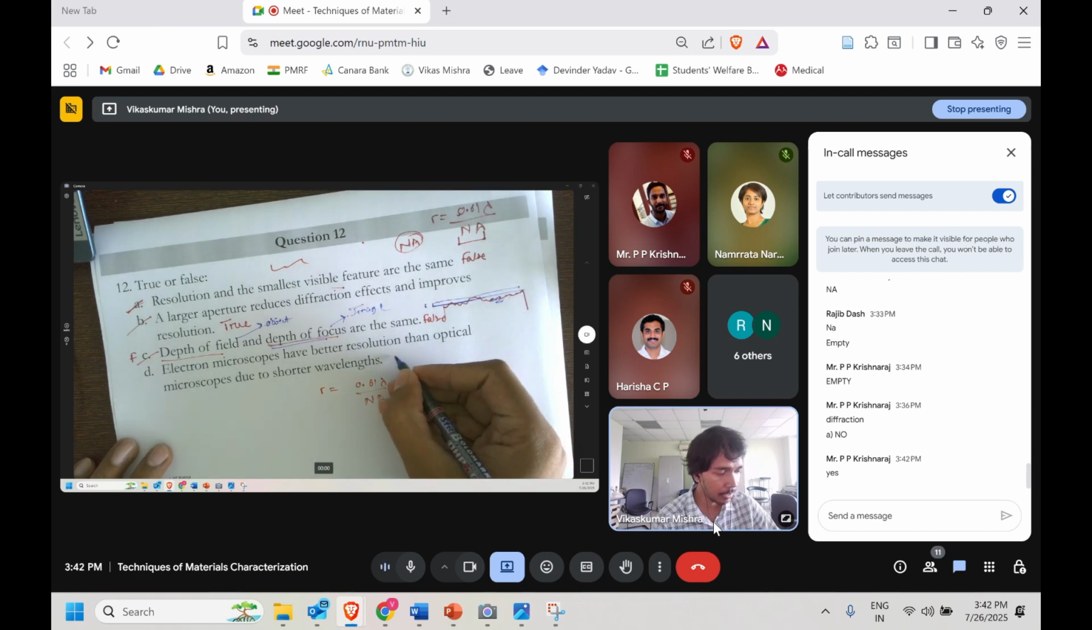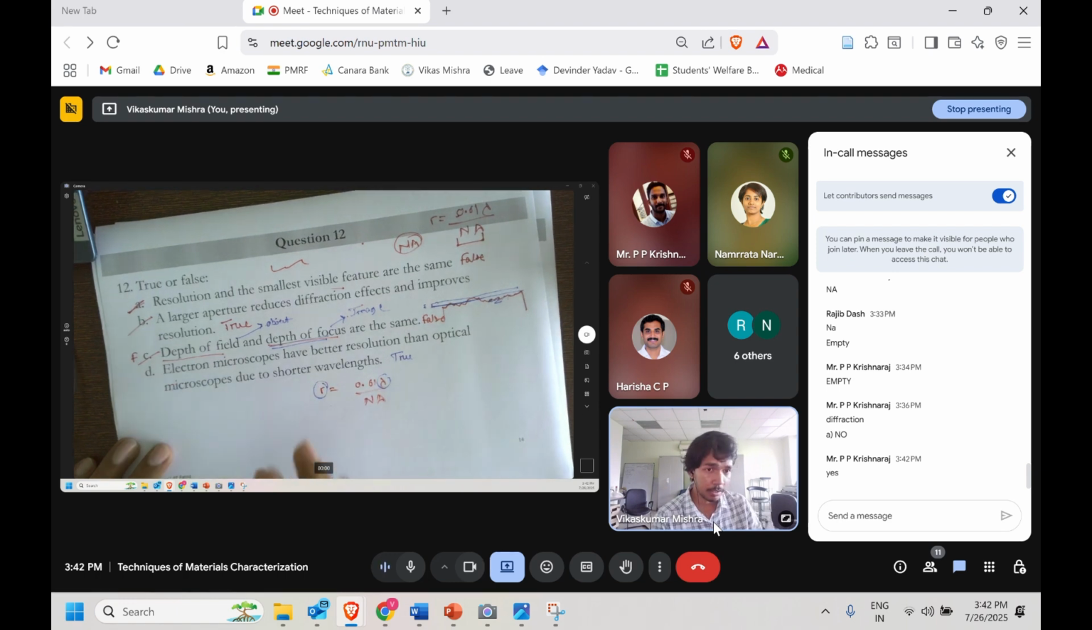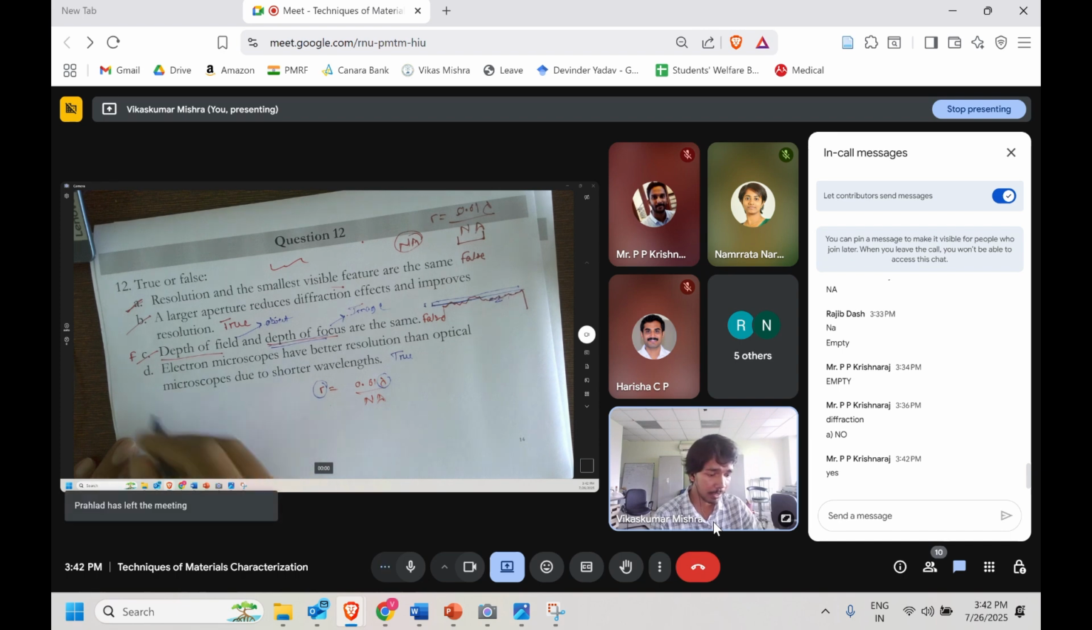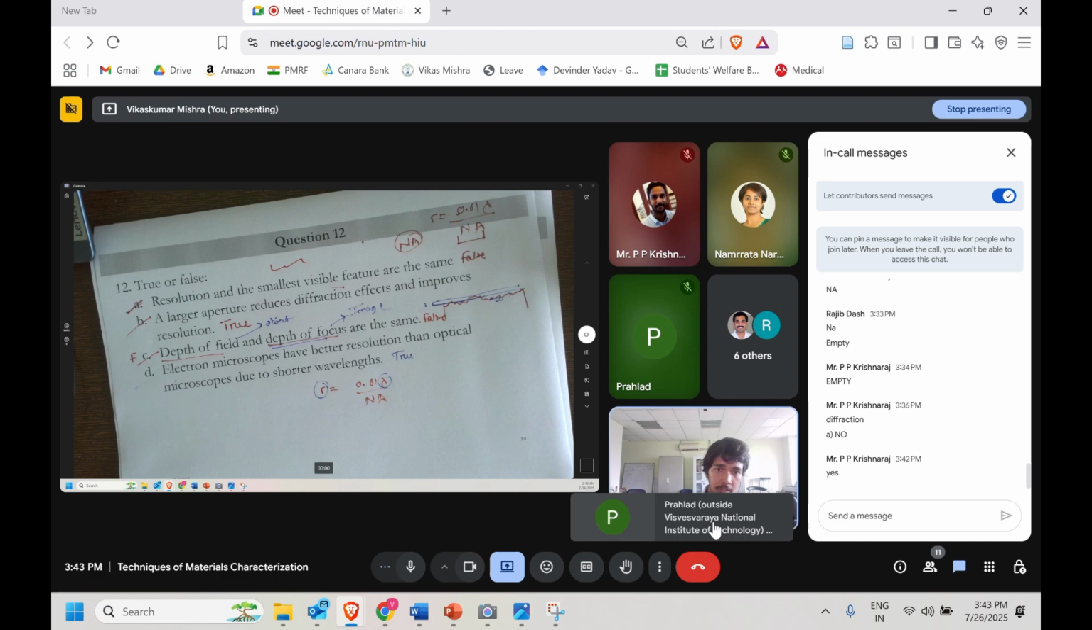So it's true because the smaller the wavelength, the smaller the resolution, the magnitude of the resolution will be. You can distinguish more closely spaced particles. So that's the reason why electron microscope has better resolution. Now, if we add TEM also here, then we can say that transmission electron microscopy will have more resolution compared to scanning electron microscopy, because again the wavelength can be even further decreased, right?